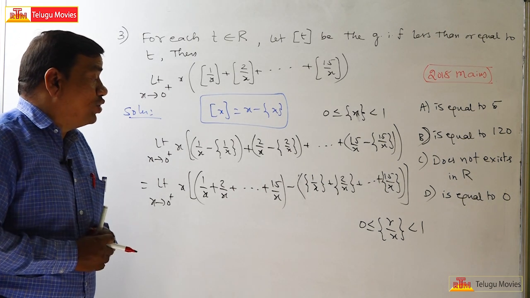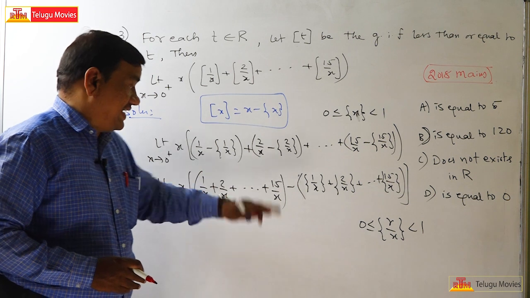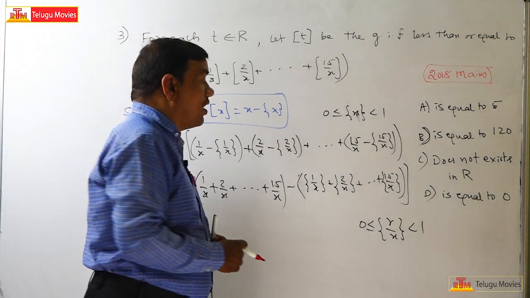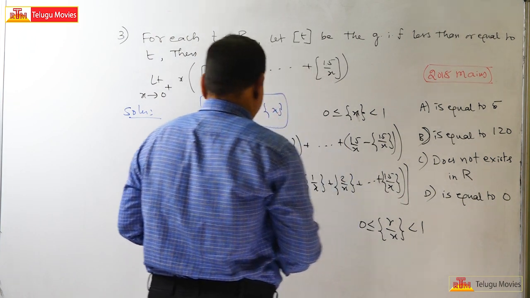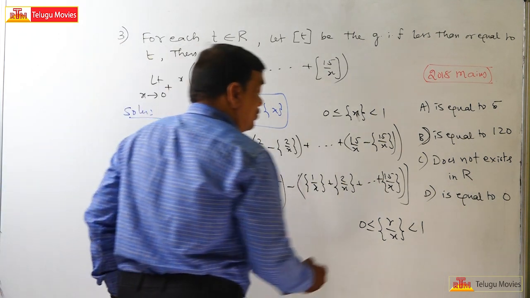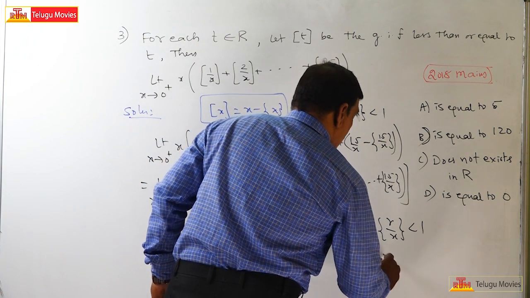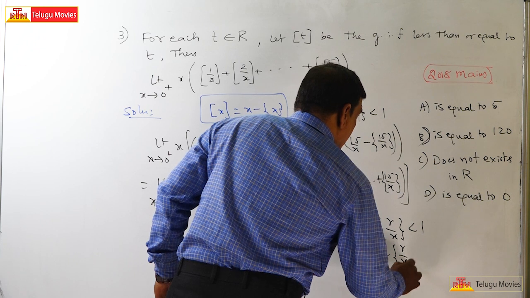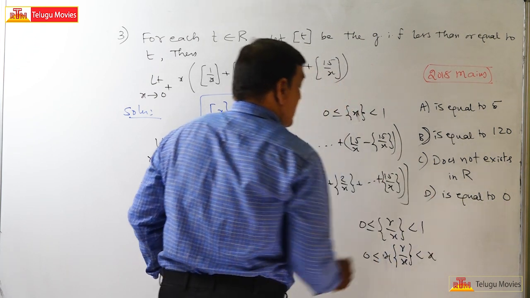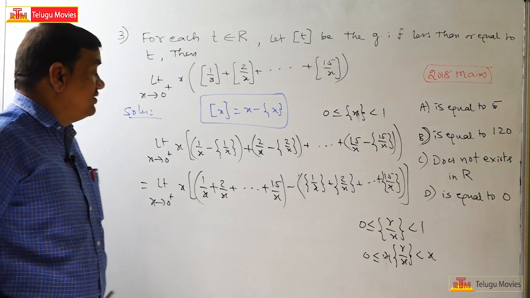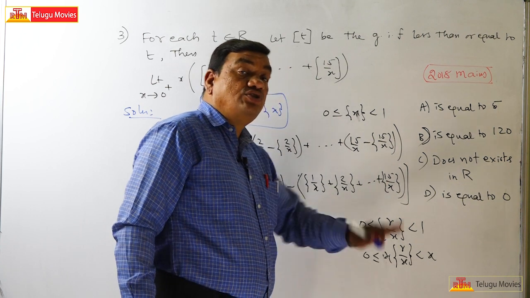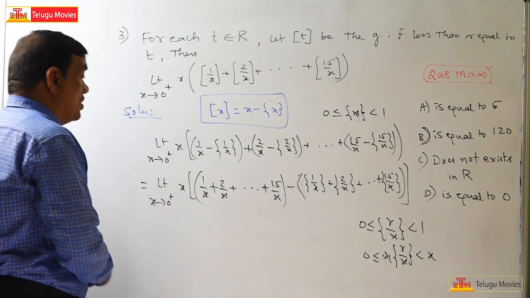Even when you multiply it with x, the fractional part of r by x lies between 0 and 1. Whatever it may be, if you multiply it by x, then 0 is less than or equal to x times the fractional part of r by x, which is less than x. Understand this? So x times the fractional part of r by x lies between 0 and x.